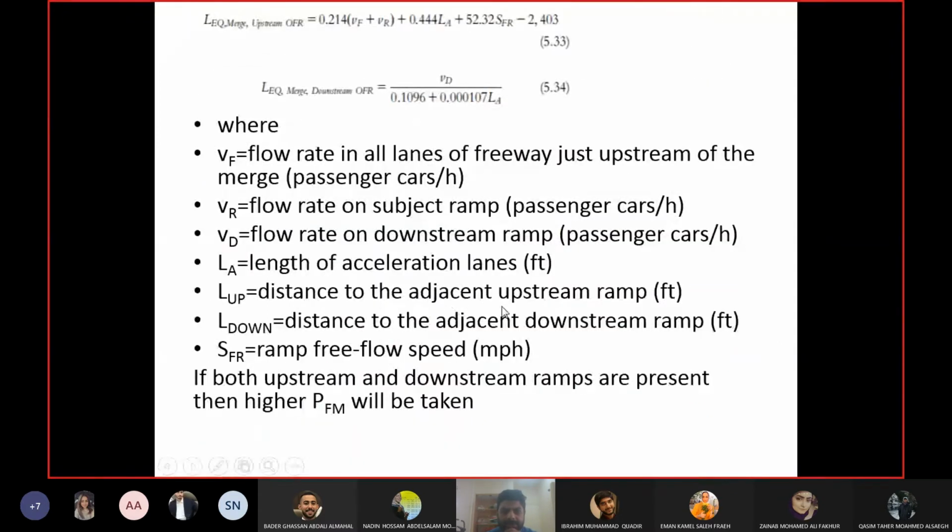Distance to the adjacent upstream ramp, I told you. Downstream ramp, I told you. SFA, the ramp free flow speed, you know. And yeah, okay. So you need these parameters basically to find out the LEQ.